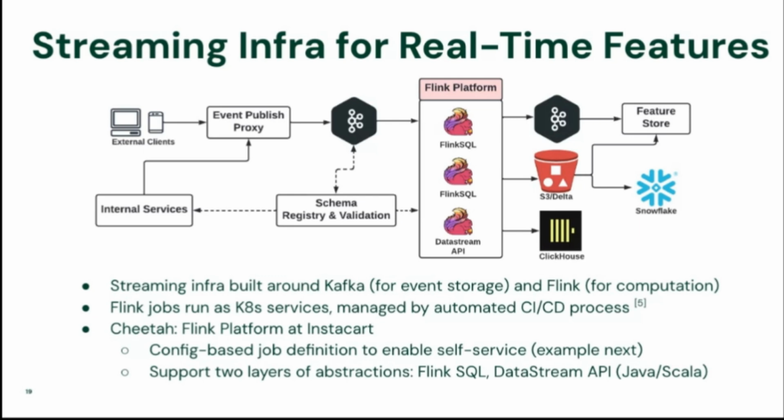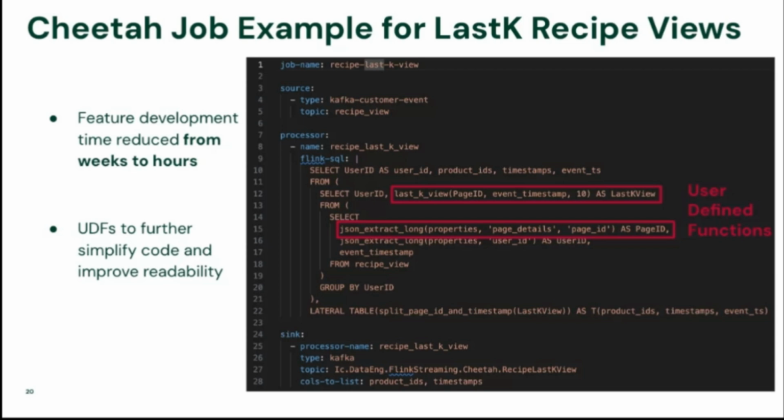What I wanted to do is give an example in the next slides to show how Cheetah can help in ML use cases to improve productivity by making the creation of real-time features much easier. So concretely, this is a YAML configuration file that defines a Flink job in Cheetah to extract users' last K recipe views from the raw events.